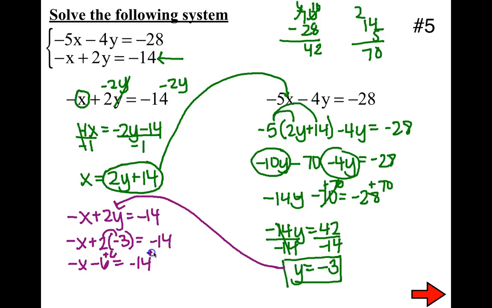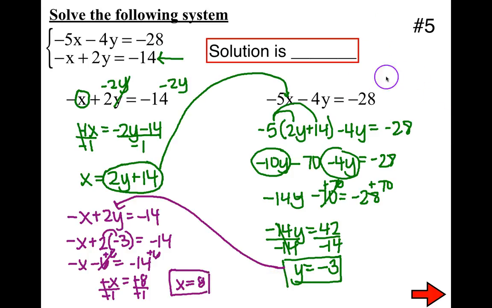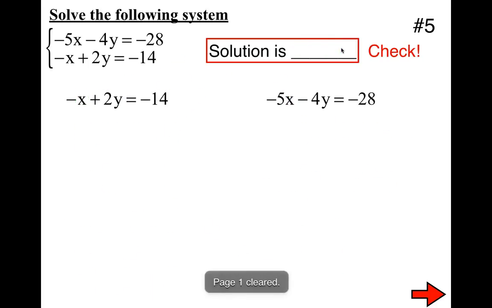Simply add 6 to both sides, leaving me with negative x equals, there's more negatives, 8 to be exact. Last but not least, divide both sides by a negative 1, which leaves me with x equals 8. Now that I have both, I can go ahead and answer the solution and say that the solution is, x is written first, so it's going to be 8, comma, negative 3. But, as always, in order to make sure that the solution is indeed correct, we have to check our work. So, let's check it.